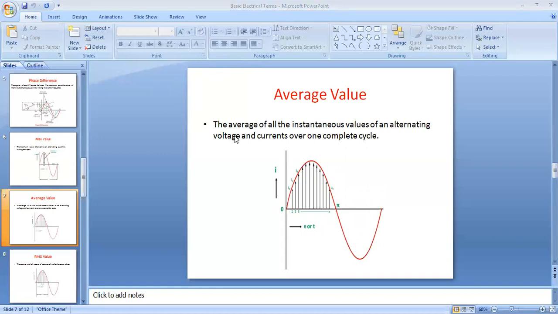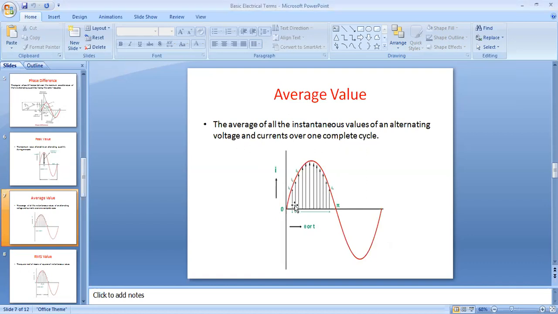The definition for average value is the average of all instantaneous values of an alternating voltage or current over one complete cycle. It's called the average value. That means it is nothing but the average of all instantaneous values. If we consider a symmetrical waveform like a sinusoidal current or voltage wave, the positive half cycle will be exactly equal to the negative half cycle.